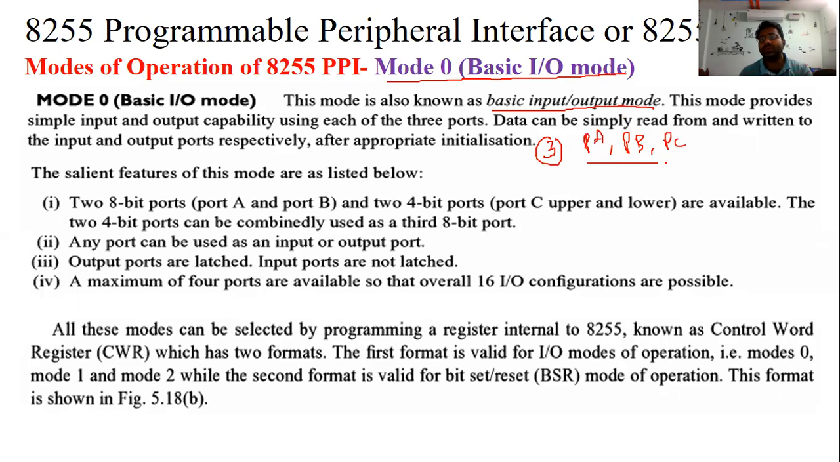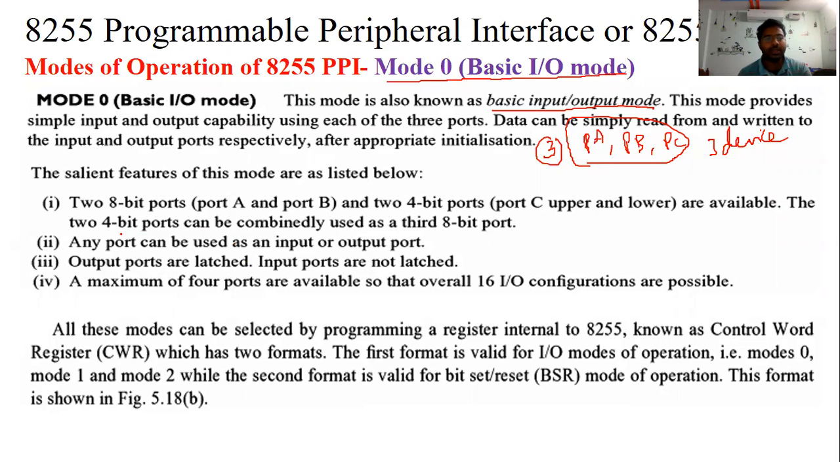So how many devices are you connecting in this one? 3 devices we are going to connect, 3 different devices in this mode. So at a time, while you are working in mode 0, this 8255 PPI is connected to 3 different devices. It can operate the 3 different devices at a time.